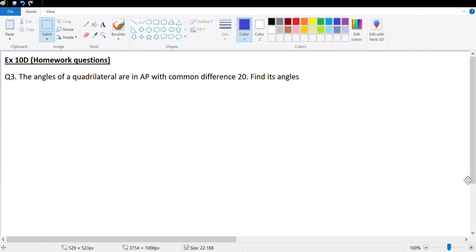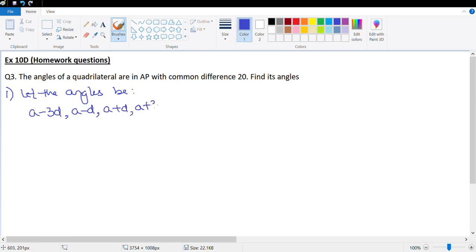It says the angles of a quadrilateral are in AP, which means we have 4 angles in a quadrilateral. So let the angles be a minus 3d, a minus d, a plus d, and a plus 3d. Since it's a quadrilateral, the sum of all angles is 360 degree. So what's given is a minus 3d plus a minus d plus a plus d plus a plus 3d. The sum of these 4 angles is equal to 360 degree.